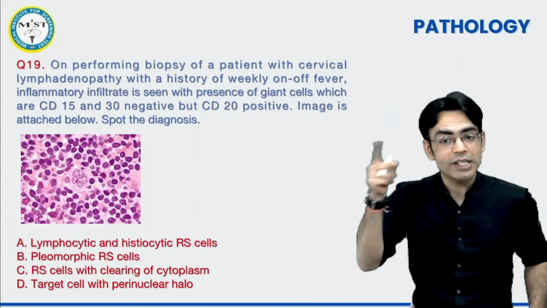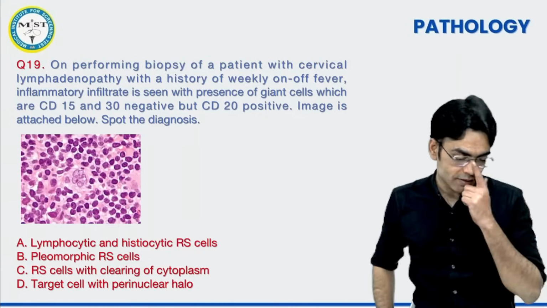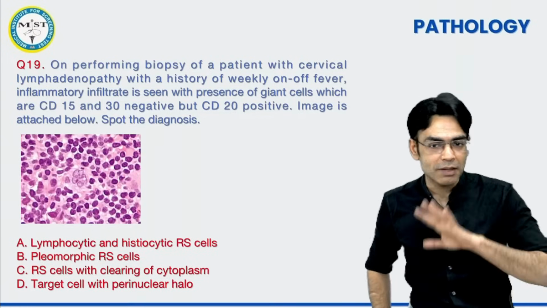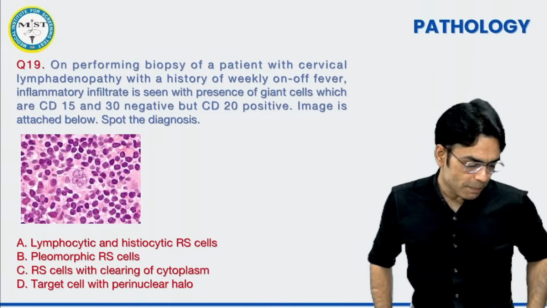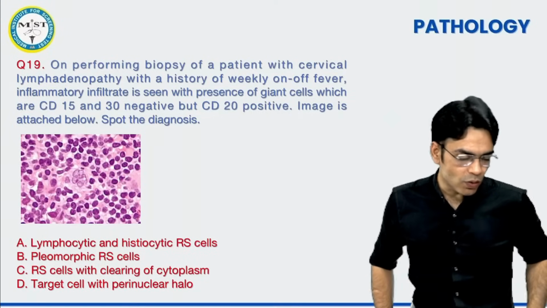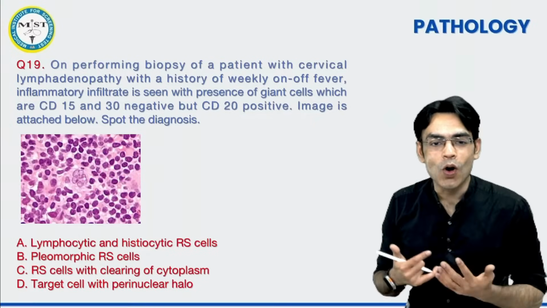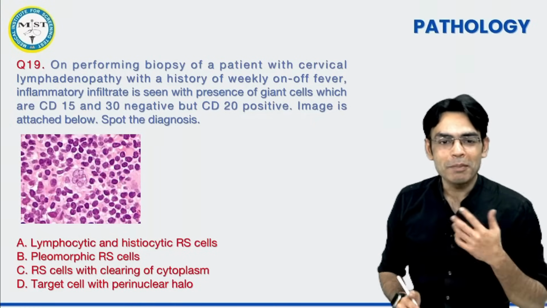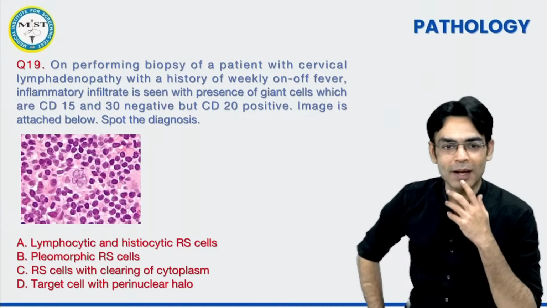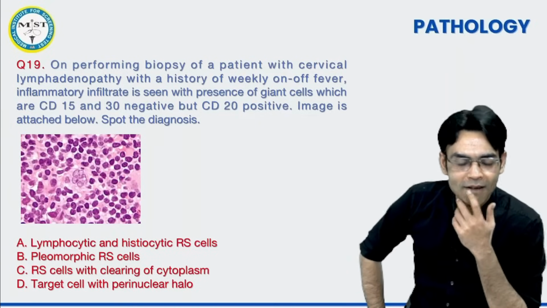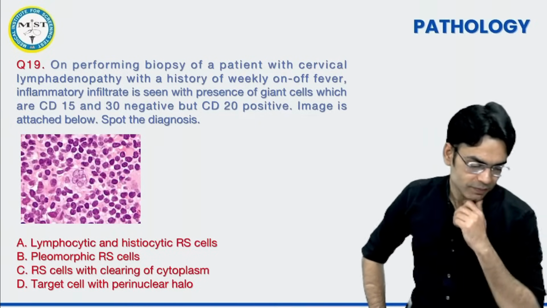Yes, Heinz body is seen in G6PD deficiency anemia. You are right. And Howell-Jolly is seen in megaloblastic anemia. That is also right. Very good. Just by the image you understand that it's a popcorn cell. Okay, now you have to find the diagnosis. What is the correct answer for this question?